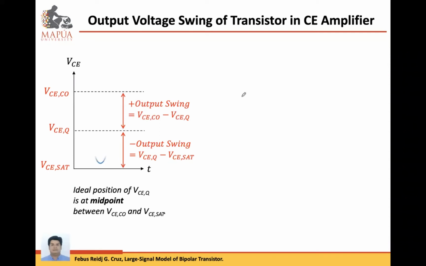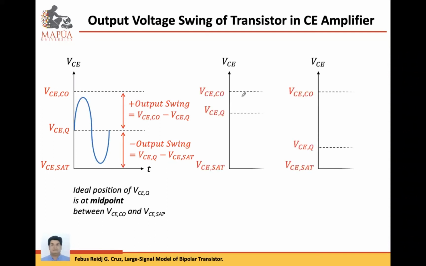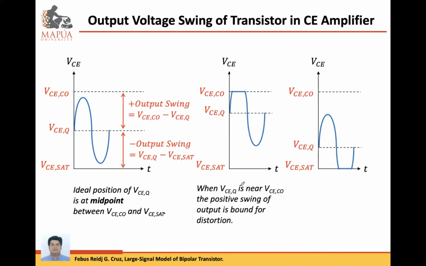So in case the Q point becomes closer to cutoff or to the saturation point, in terms of voltage, when the operating VCE is near the VCE cutoff, the positive swing of the output is prone to distortion. While when the VCEQ is near the VCE sat, the negative swing of output is prone to distortion.